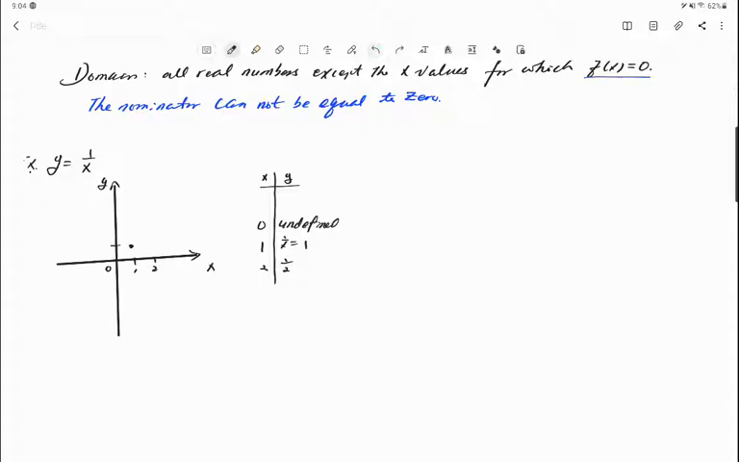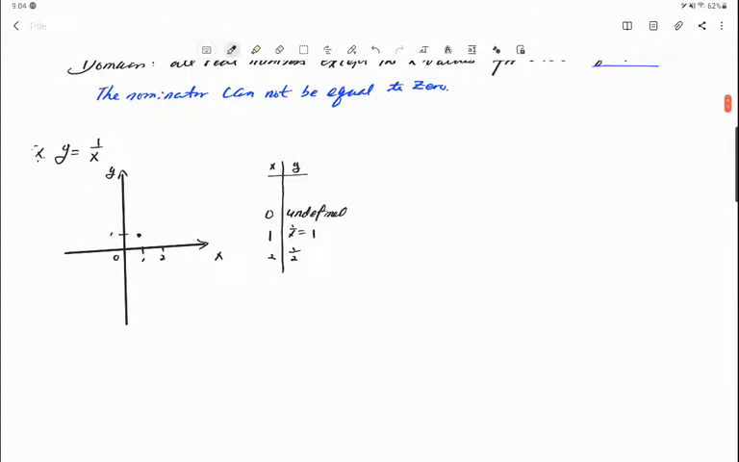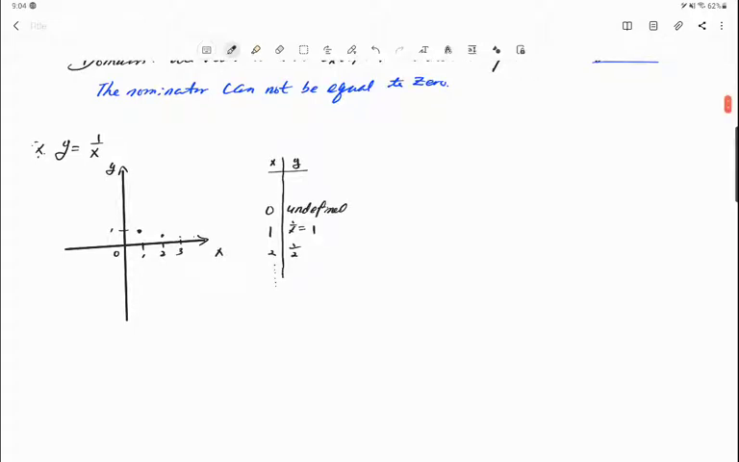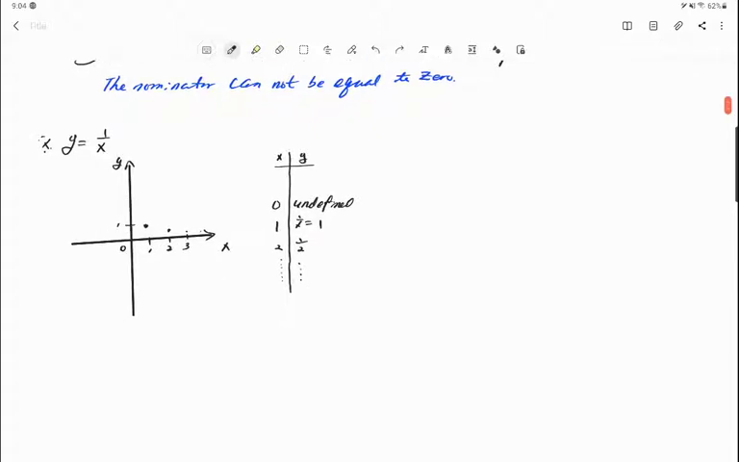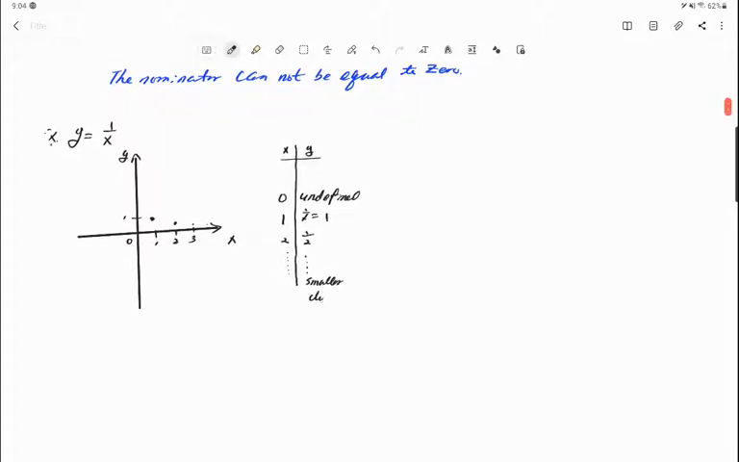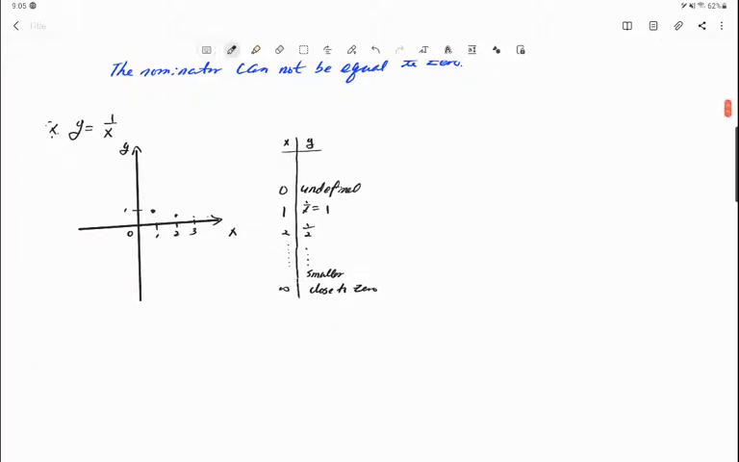So the y value has now decreased by half. And if x equals 3, it's 1/3, and so on. The y value is getting smaller, but approaching 0, right? So as x approaches infinity, y approaches 0. Not 0, but getting close to 0, smaller and smaller, when x approaches infinity.